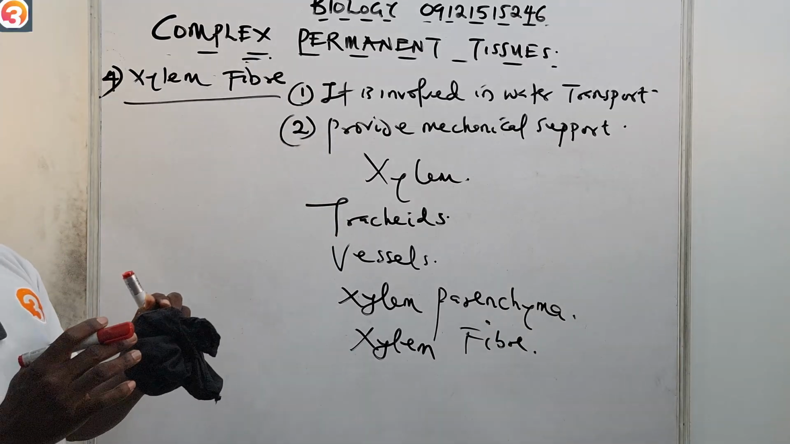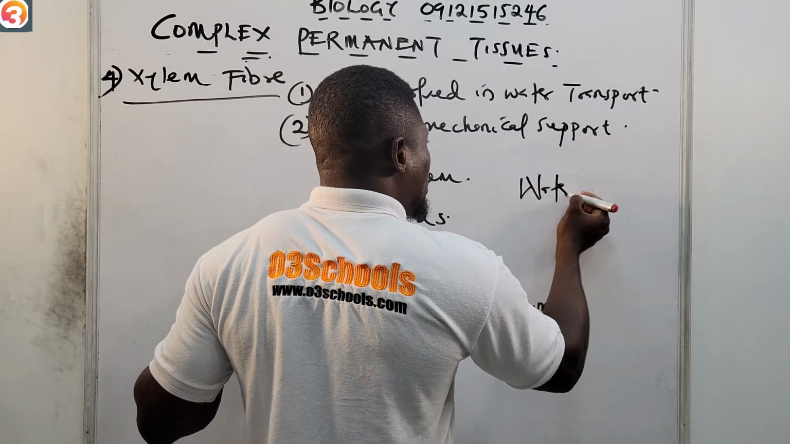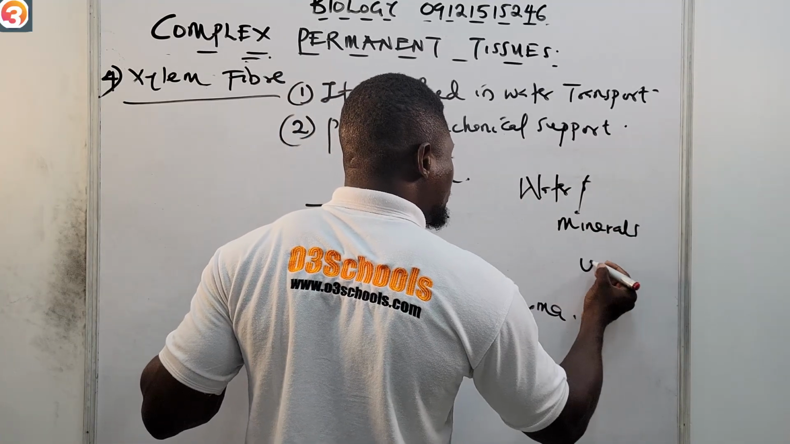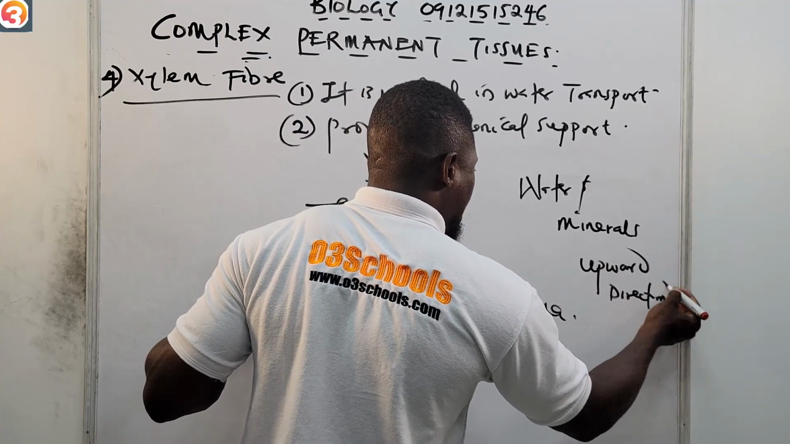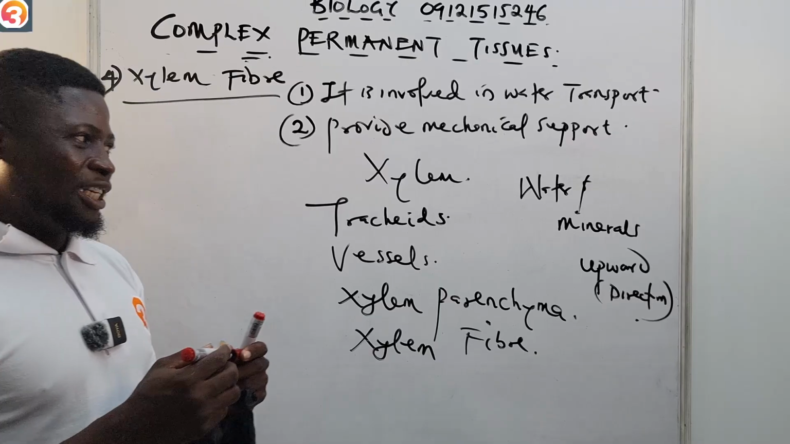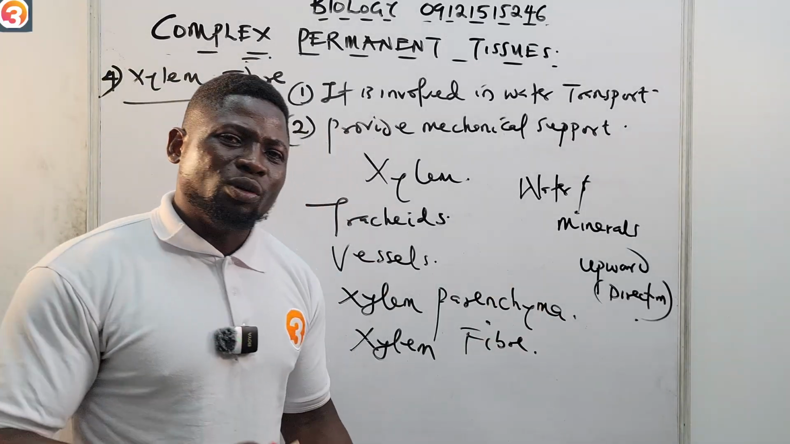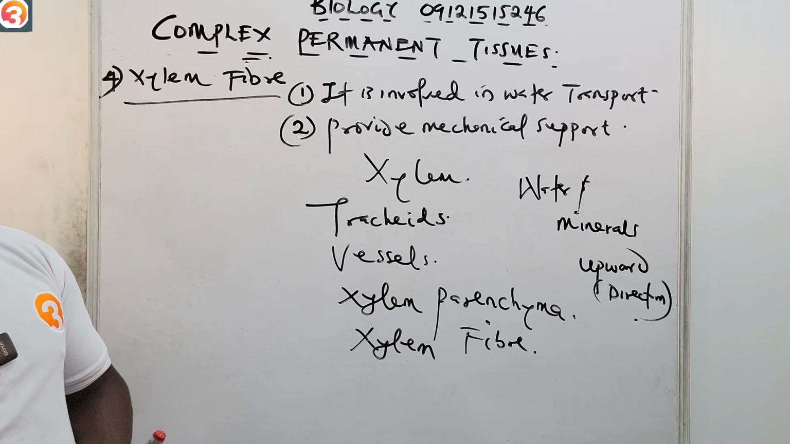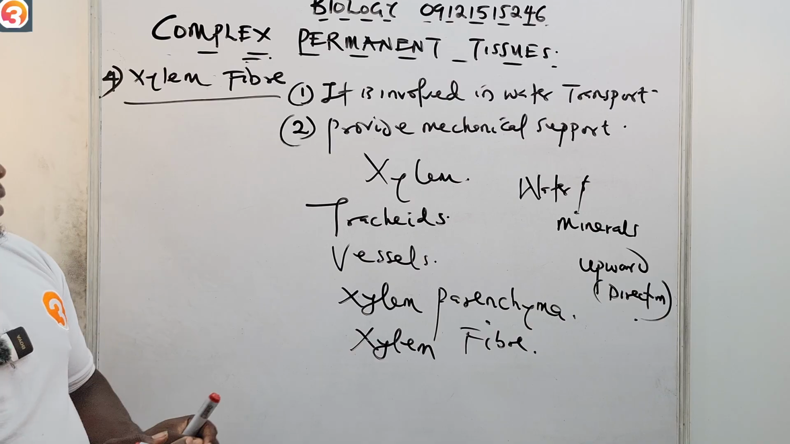And we'll say that the xylem helps in the transport of what? Of water and minerals, mostly in the upward direction. Please take note of that. They transport water from the root to the shoot, or from the root to other parts of the plant, in one direction. Upward direction. That is that.